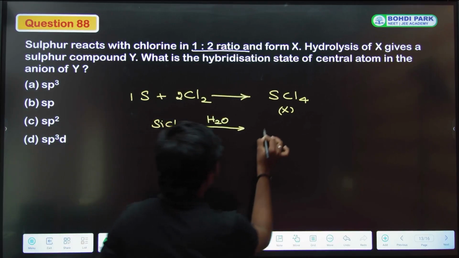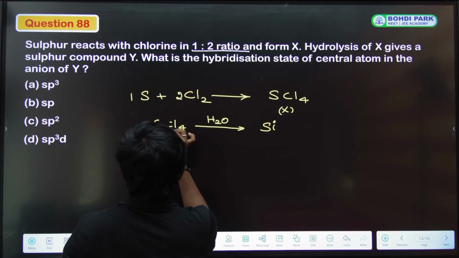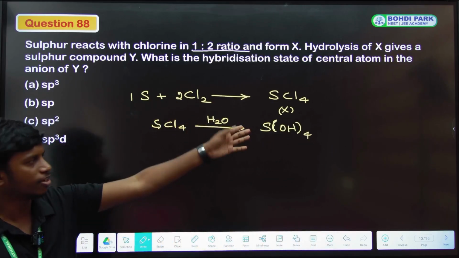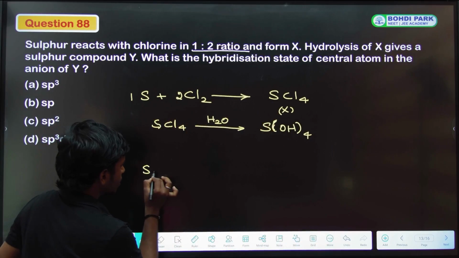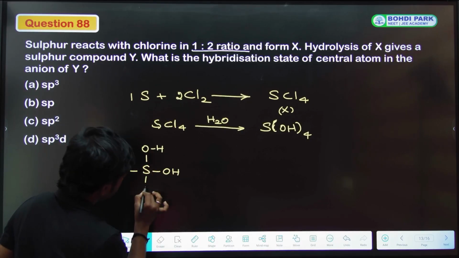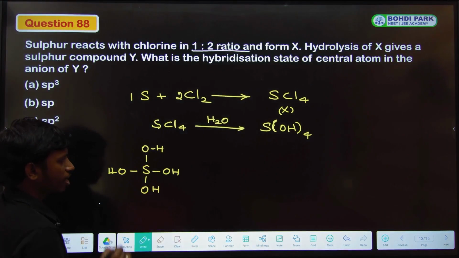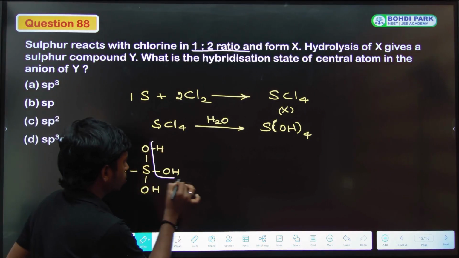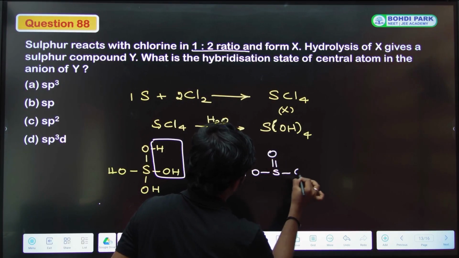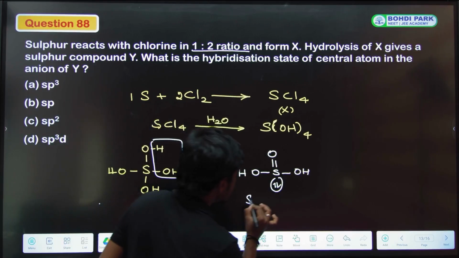It will lead to SOH4. HCl வெளியே போயிருச்சு. Okay, how will it look like, sir? Sulfur OH OH OH OH. Okay, what will happen? So ஒரு சல்ஃபர்ல 4 OH it won't be stable. So H2O வெளியே போயிடும். It will lead to formation of OH S double bond OH with the lone pair of electron. இந்த பேர் என்னப்பா? It is a sulfurous acid.